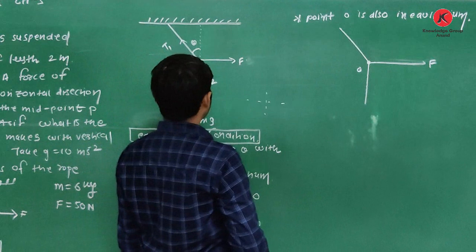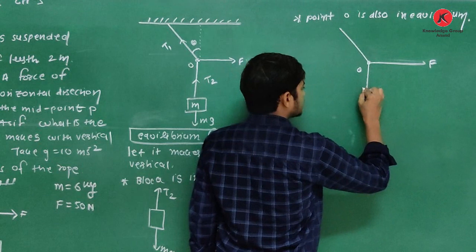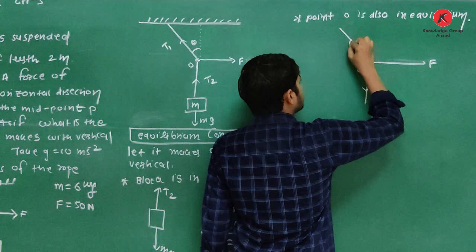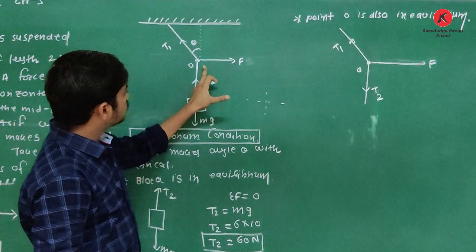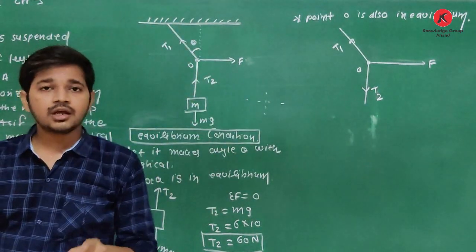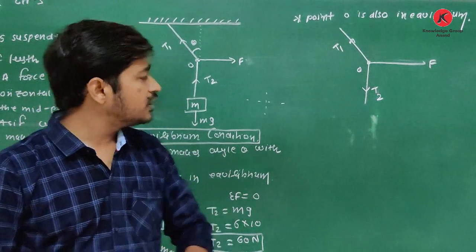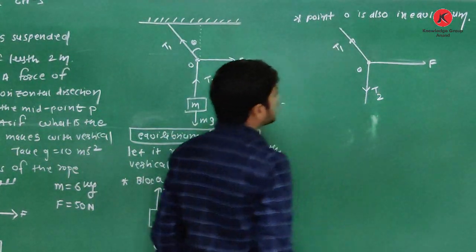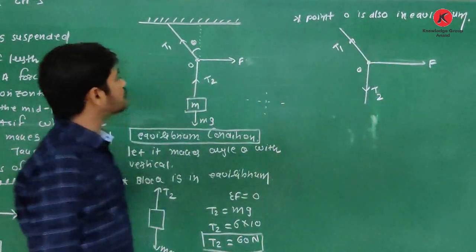Clear about this? Now force is acting in this direction on this point O. T1 is acting, T2 is acting in this downward direction and T1 is acting in this direction. Force is applied in this direction. And again, remember the case of equilibrium of a particle when three forces are acting on it. If F is acting in this direction, then T1 and T2 are in opposite direction.